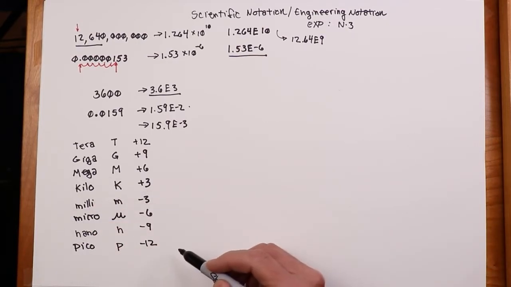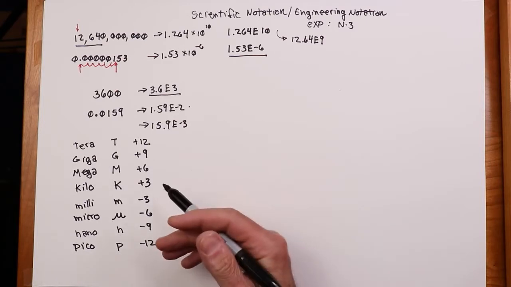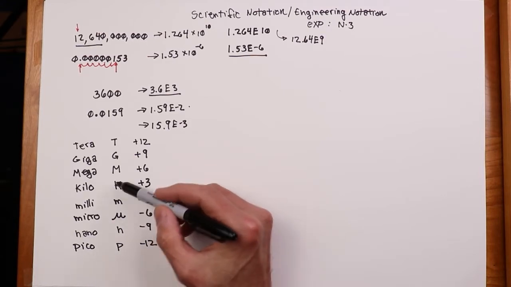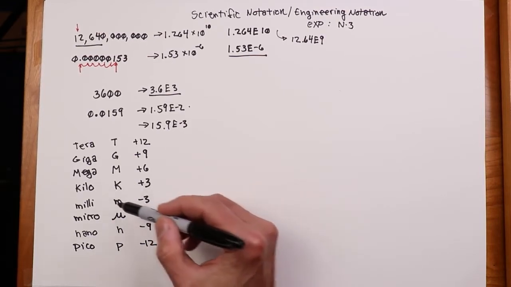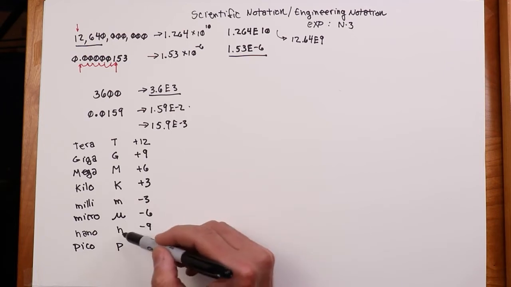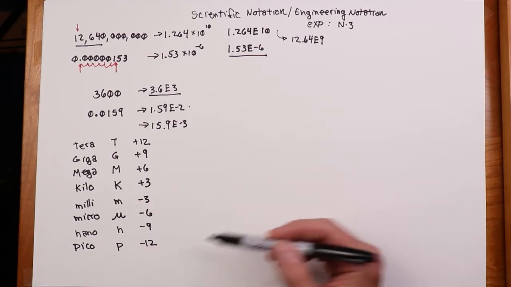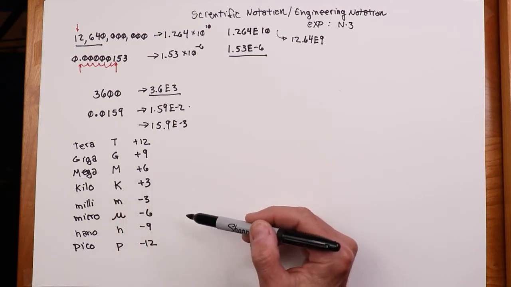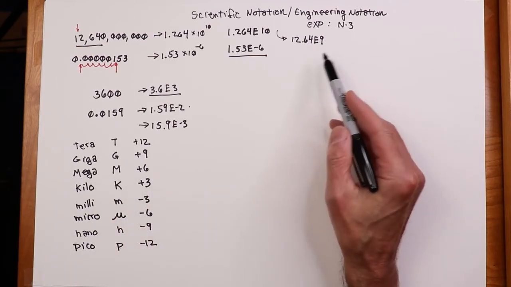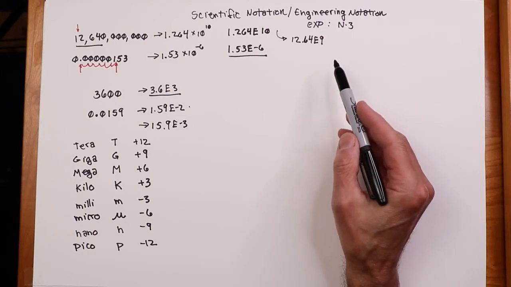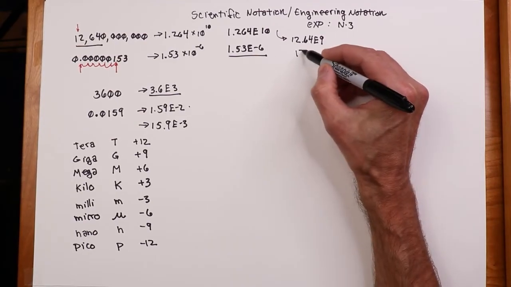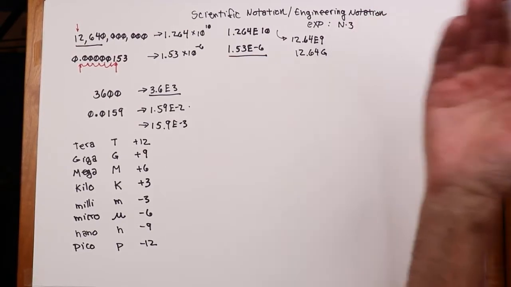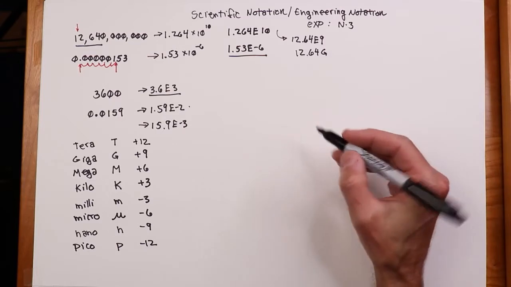Okay, so we will talk about, you know, a voltage, for example, that might be in millivolts or kilovolts, a current that's in milliamps or microamps or nanoamps or something like that, resistor values that are in ohms or kiloohms or megaohms. So we don't even bother with the, you know, E9, like in this case, right? We would just say this is 12.64 giga, whatever, you know, bytes. I don't know, whatever you're looking at.